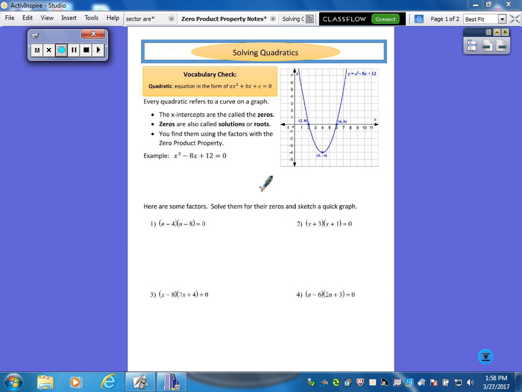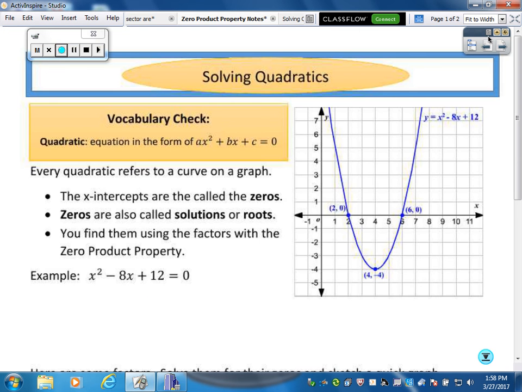Today we're going to start solving quadratics. Those are our trinomials in the specific form, ax squared plus bx plus c. The new thing you're going to notice is it says equals 0, so when you see that equal sign, you know you can start solving it.